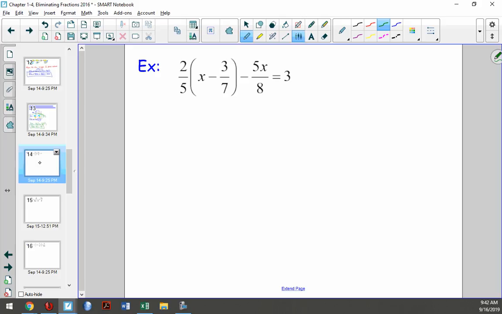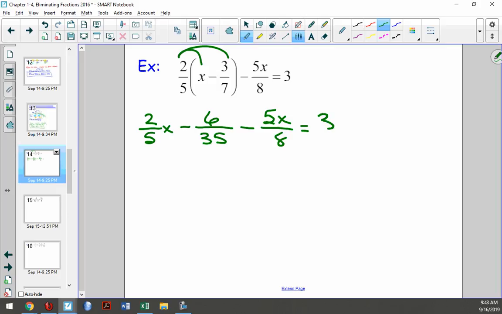So let's go again. If I do this problem, I have a fraction inside the parenthesis, and since I have a fraction on the inside of the parenthesis, I'm going to go ahead and multiply my fraction inside. So I'm going to have 2 over 5x minus, multiply the top numbers together, 2 times 3 is 6, multiply the bottom numbers together, and this is 35, minus 5x over 8 is equal to 3.